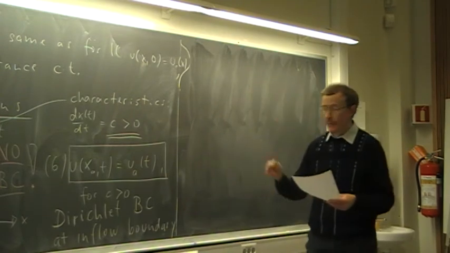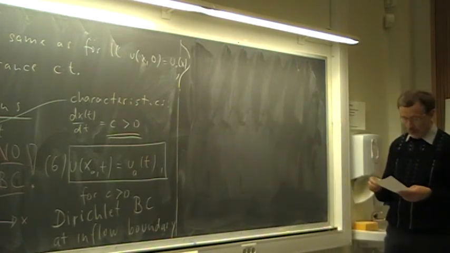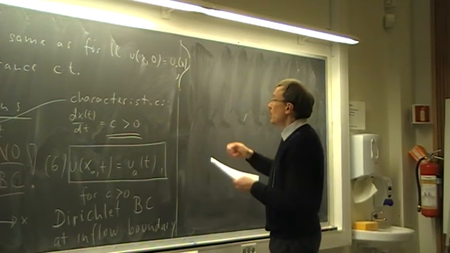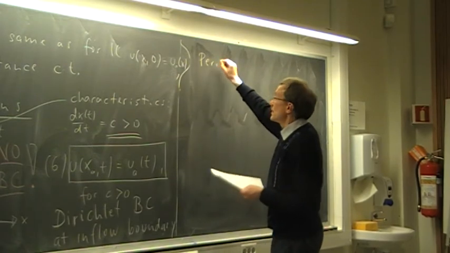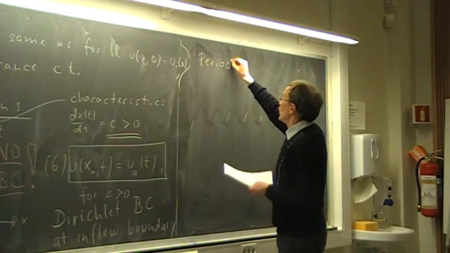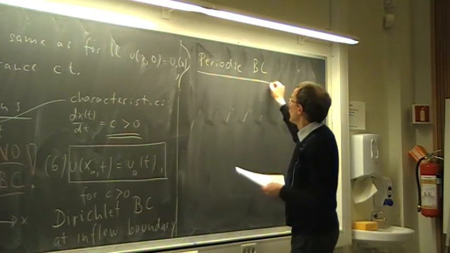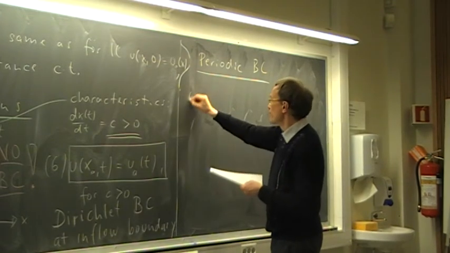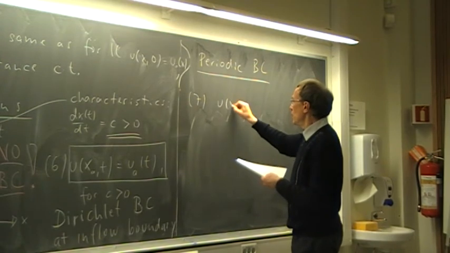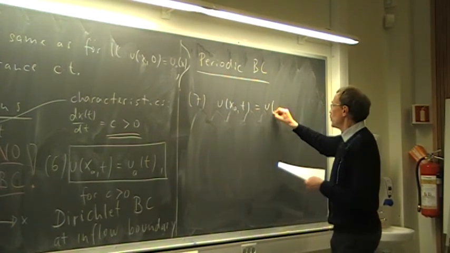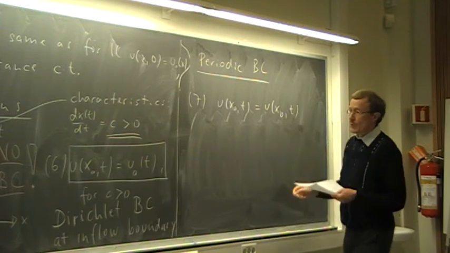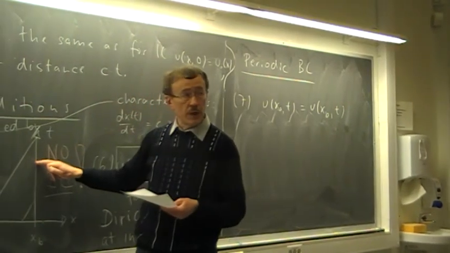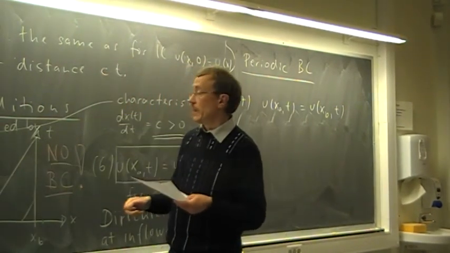There we give the value of the solution itself. We can also have another type of boundary condition, that is when we have periodic boundary conditions. And that was the example that we had here. Periodic boundary conditions, then we have that u of xa,t is equal to u of xb,t. So the solution on this side and this boundary are the same. And that was the example here with the sine where we had this.